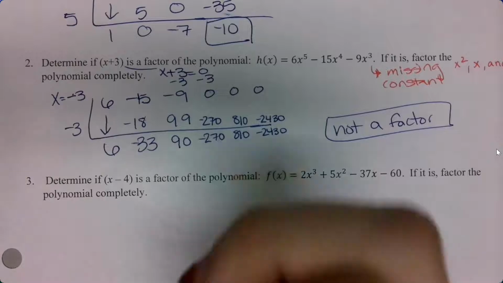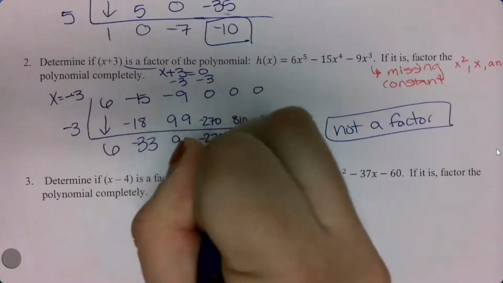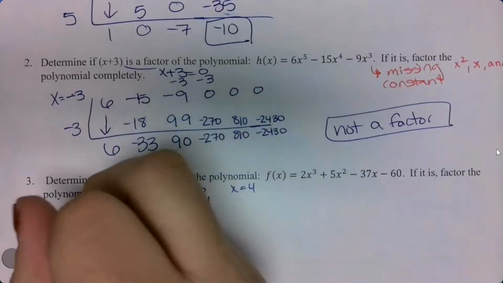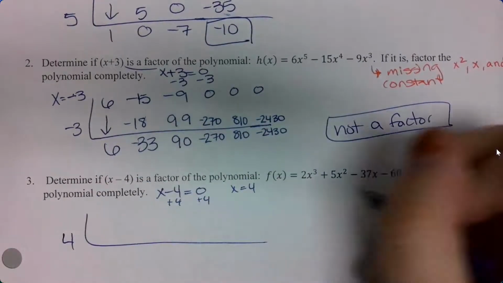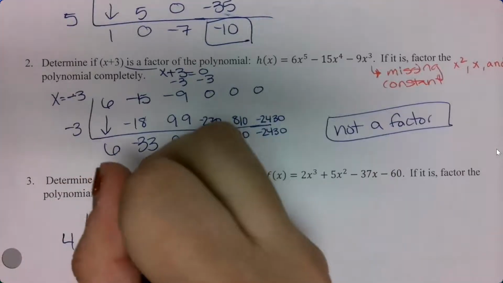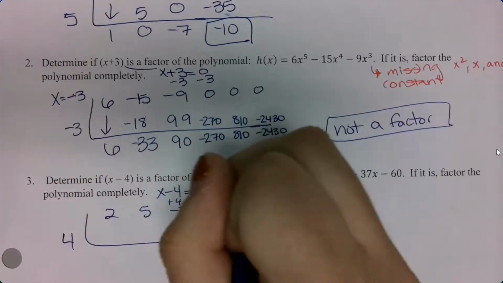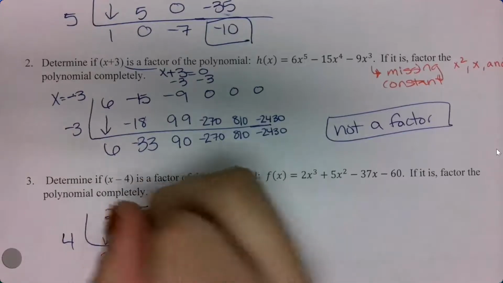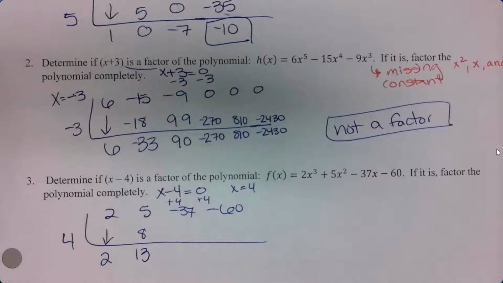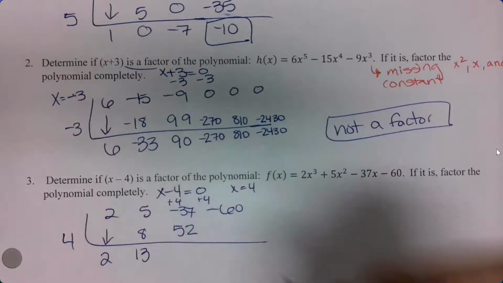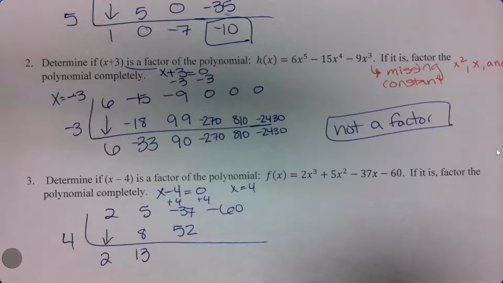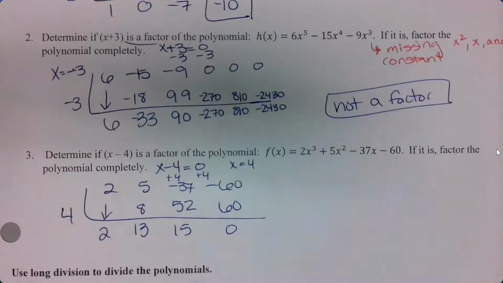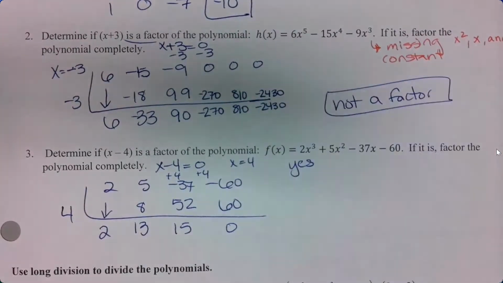Next one, again, same thing, deciding if it's a factor. So I'm going to start off by taking the divisor and setting it equal to 0. This gets me x equals 4. This one, I'm not missing any terms, so I can go ahead and write it. I have 2, 5, -37, -60. Bring my 2 down. 4 times 2 is 8. 5 plus 8 is 13. 4 times 13 is 52. -37 plus 52 is +15. Times 4 is 60. This gets me 0. This is a factor. So now I need to keep factoring.